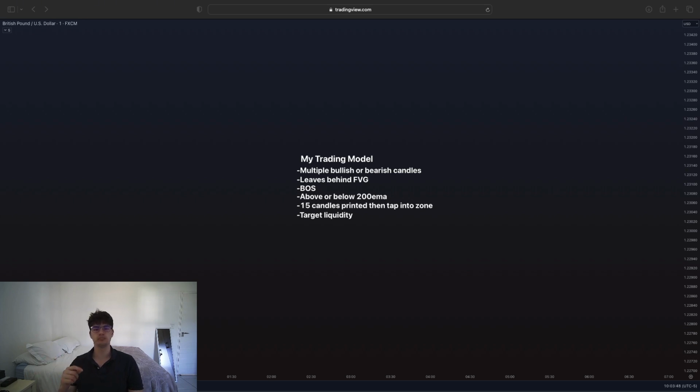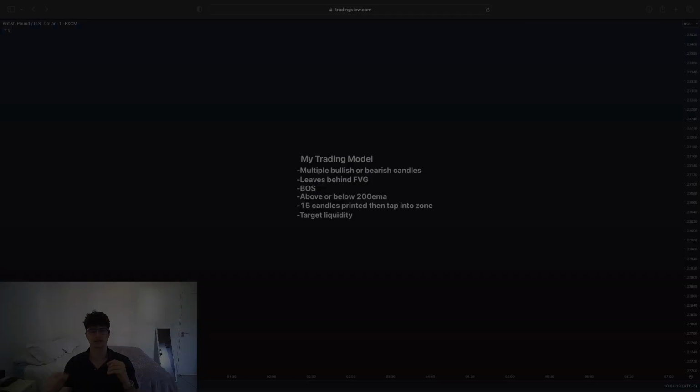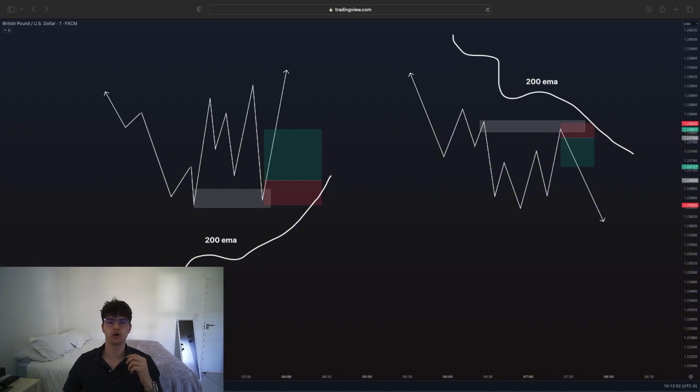Another super important rule is that there needs to be 15 candles printed before we tap into one of our zones. So the zone needs to be created, and 15 candles need to be printed on the 1 minute before tapping into the zone. I'm going to explain why this is super important when looking for 1 minute supply and demands. And now we are going to be targeting liquidity as our exit points. I'm going to explain my entry and exits and stop loss placements. In theory, this is basically what we are looking for each day when we come to the charts.